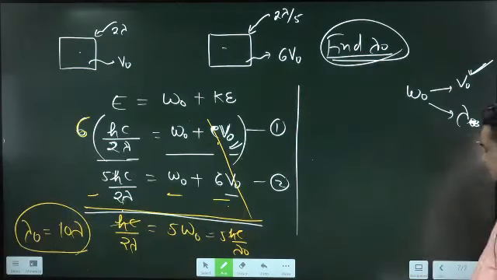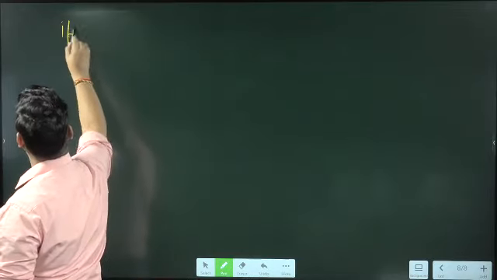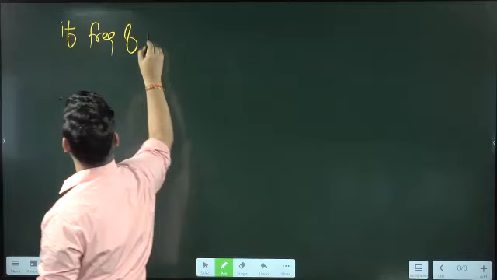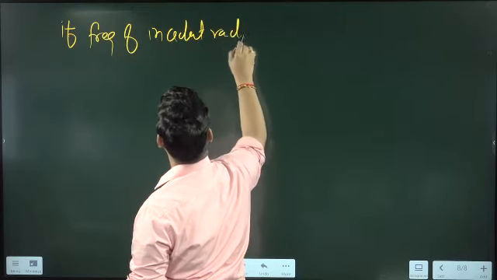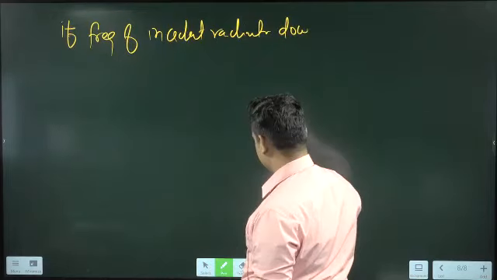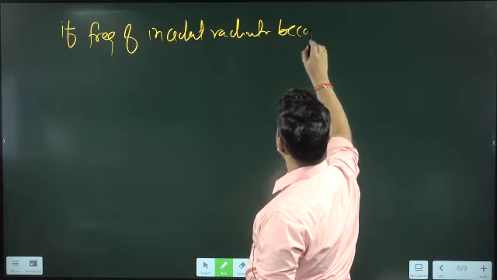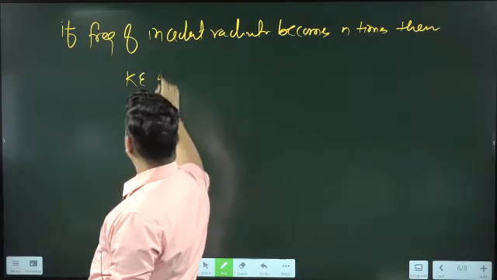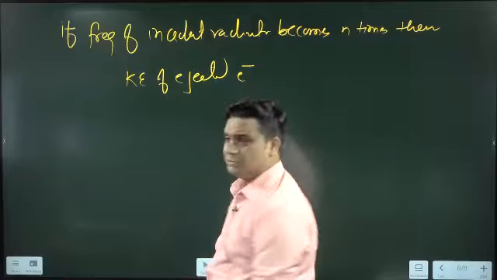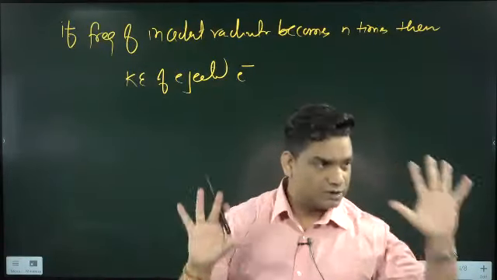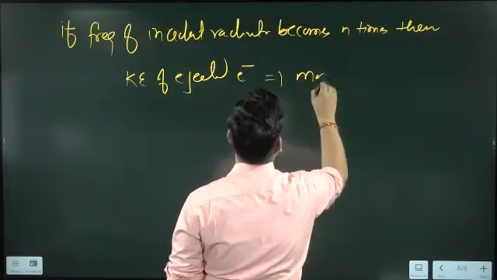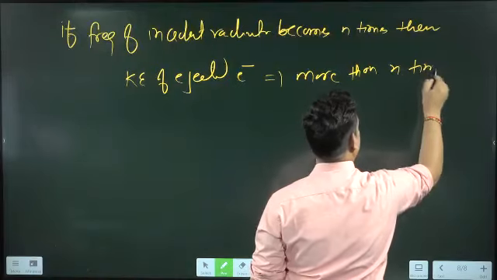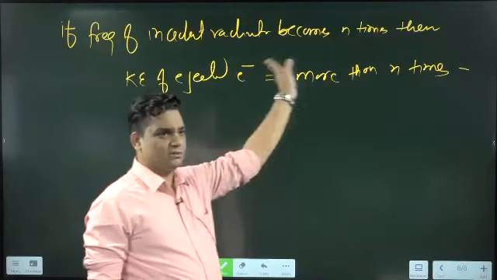Next point I'm writing here that you have to remember, and practice also these things. If the frequency of incident radiation doubles, or the frequency of incident radiation becomes n times, then K of the ejected electron will be more than n times. You remember something? Directly you have to remember: more than n times.